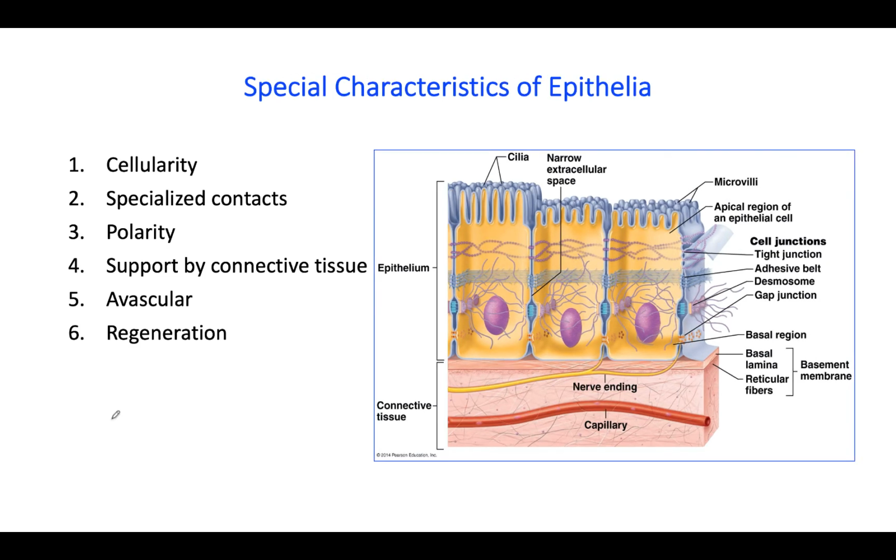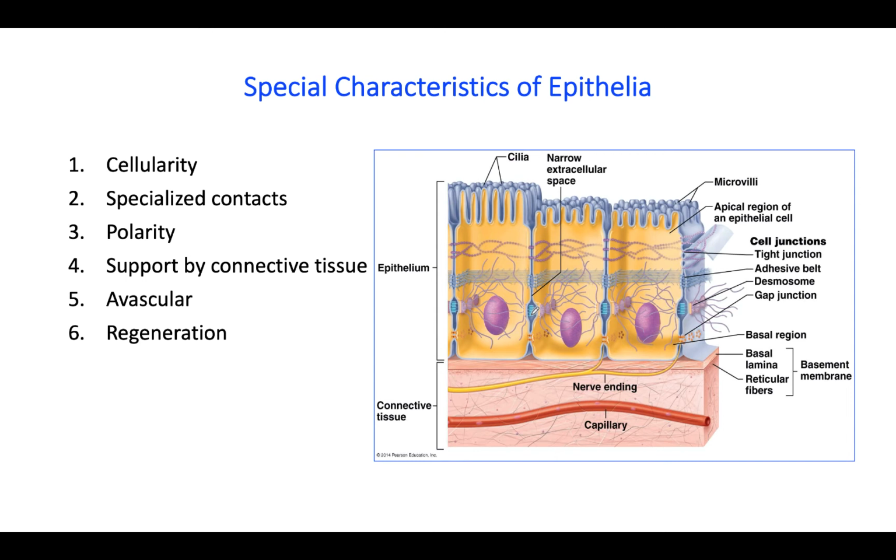There are several types of epithelial tissue. We will study them a little bit later, but they all share unique characteristics which are common to most types. First is cellularity. Epithelium consists almost entirely of cells. Epithelium has very little extracellular matrix between them. So if you look at this epithelial cell here, between the cells, there's very little extracellular space.